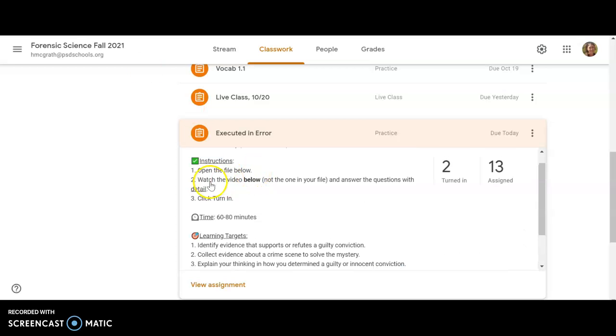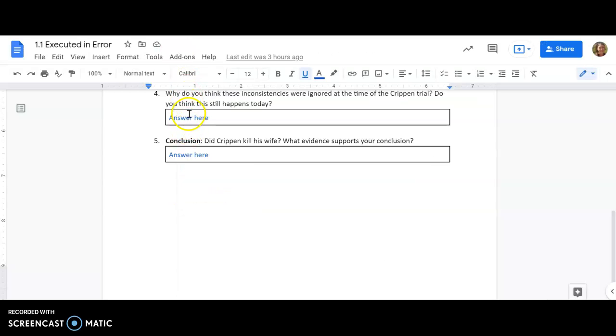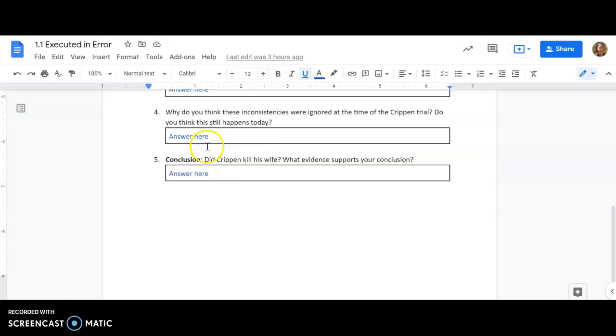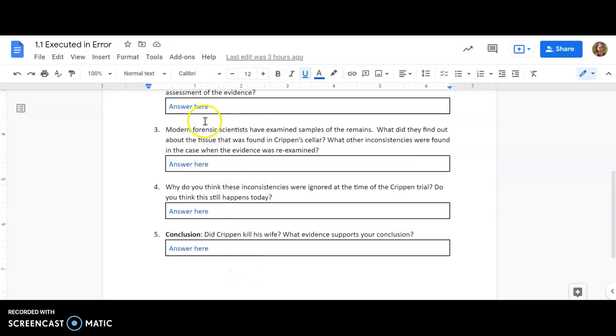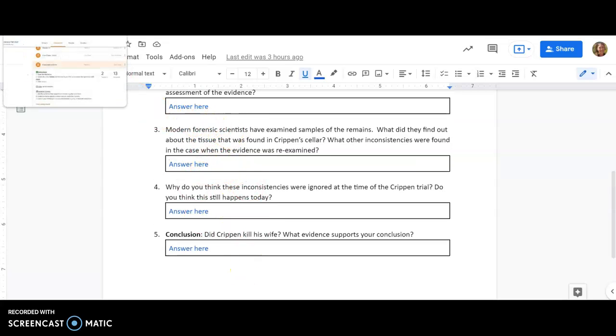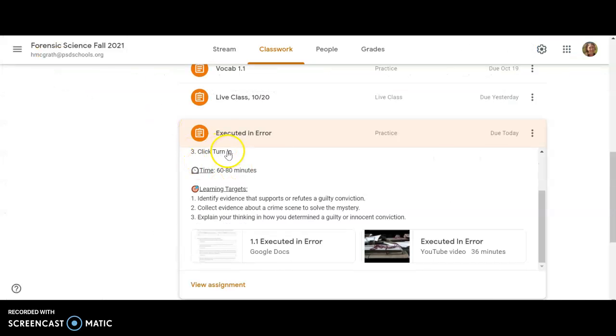All right, so if we look back at our directions, watch the video below and answer the questions with detail. So these should not be yes, no, short phrase answers. There should be more information there to show me that you've been practicing the skill of analyzing and observing. When you're done, you're going to turn it in, and that is all you need to do for this assignment.